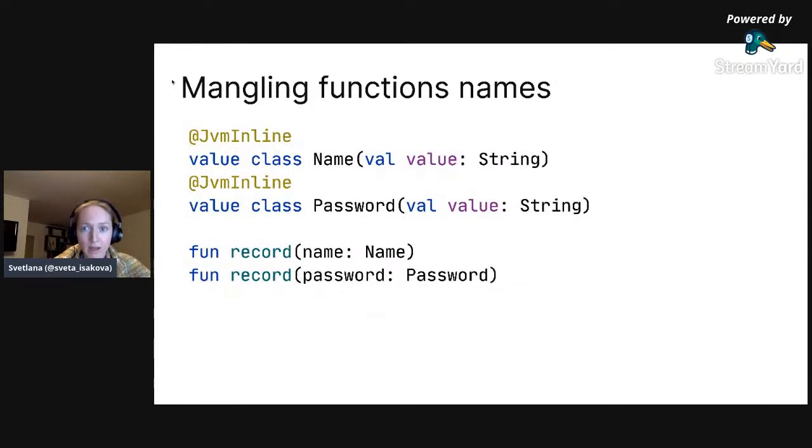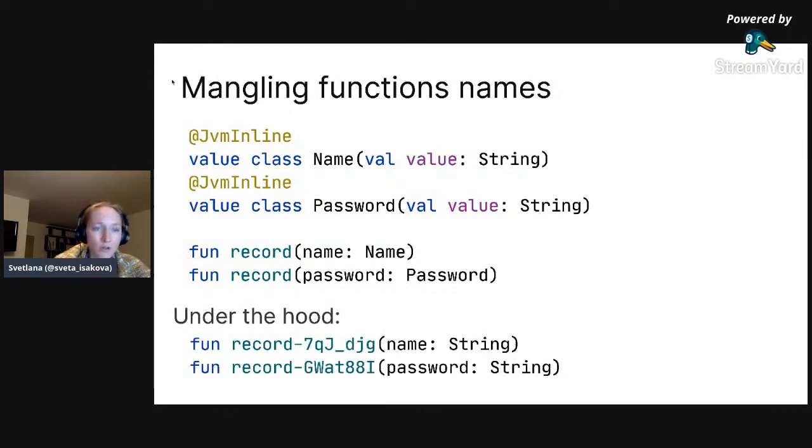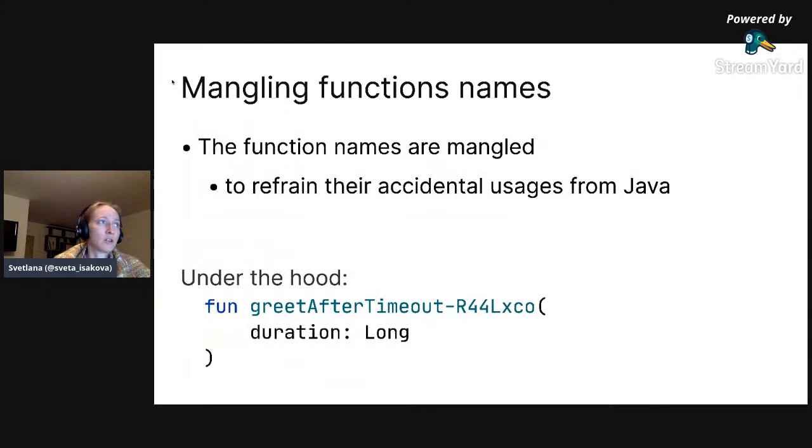Yeah, like in this example, we have two different record functions taking name and password as parameters. Without mangling, they would have the same JVM signature and the bytecode, and such code won't compile. But here under the hood, because they have different names, the Kotlin compiler has no problems with these declarations. The second reason for mangling is to prevent its accidental usage from Java. All Kotlin usages are type safe. You can only pass a correct type, like duration in this example. But if you use it from Java, you can have the same confusion problems as with using primitive types.